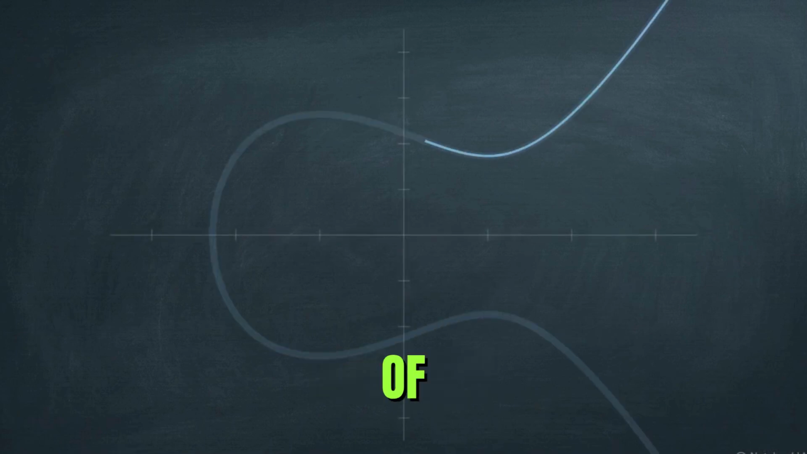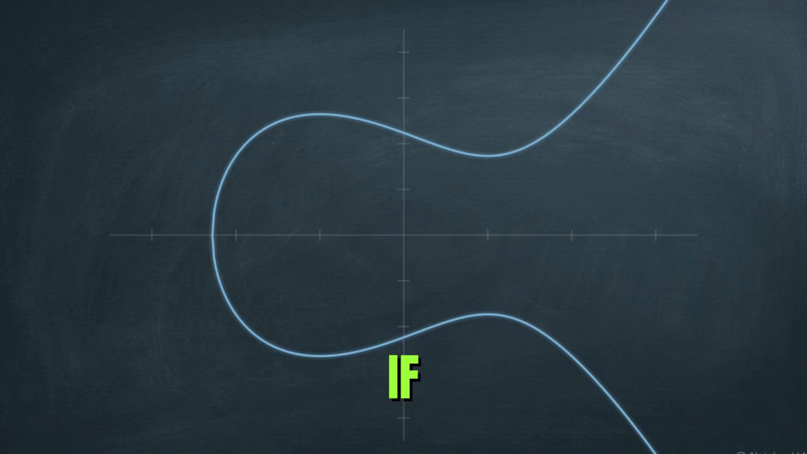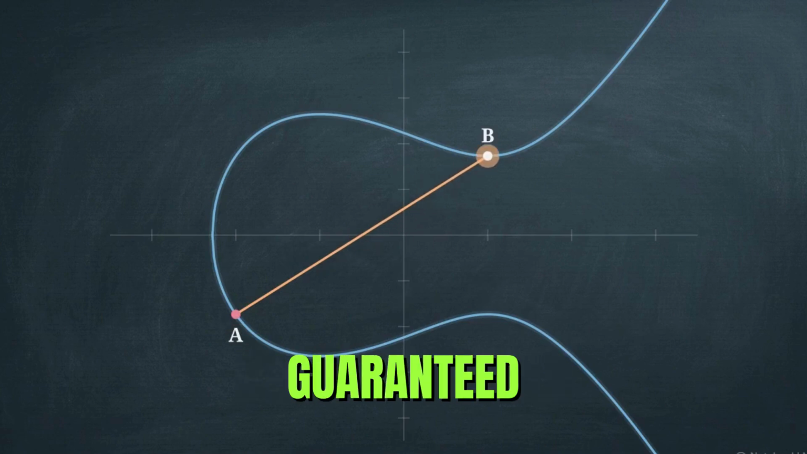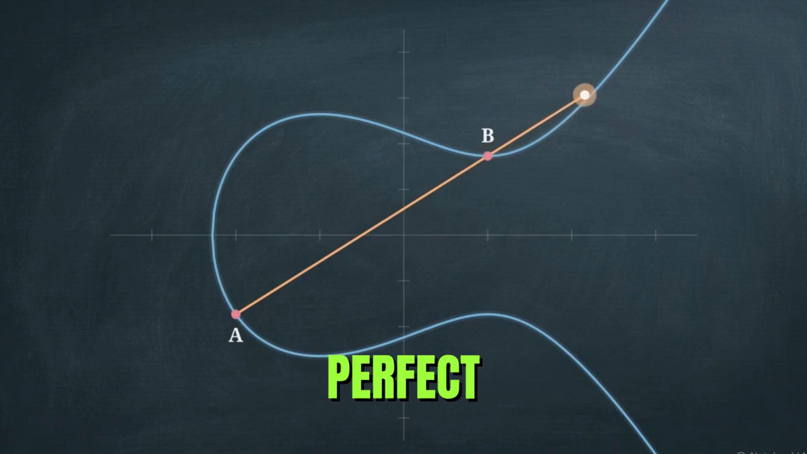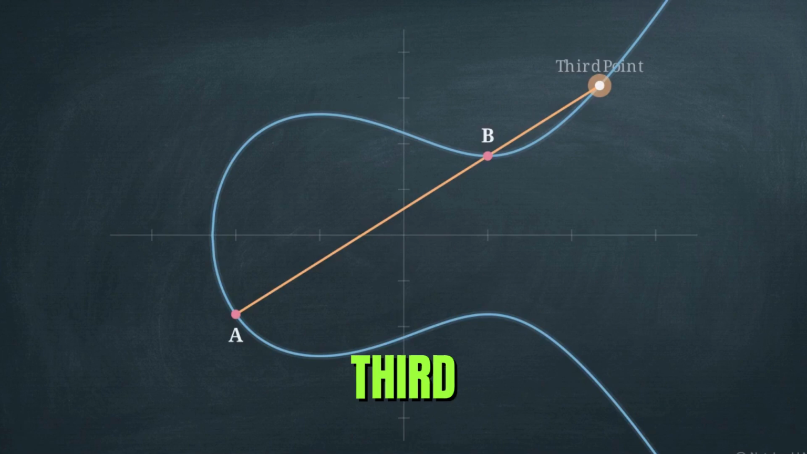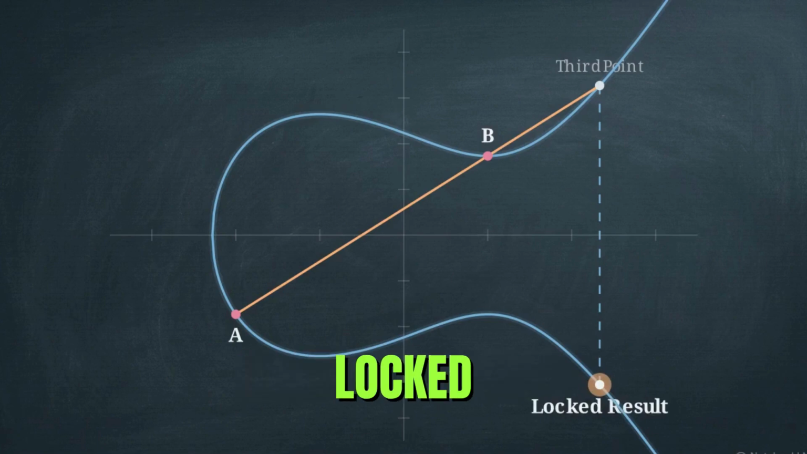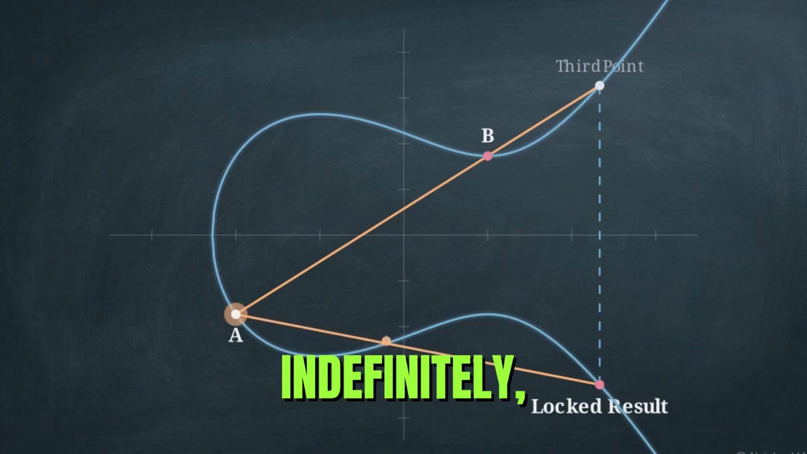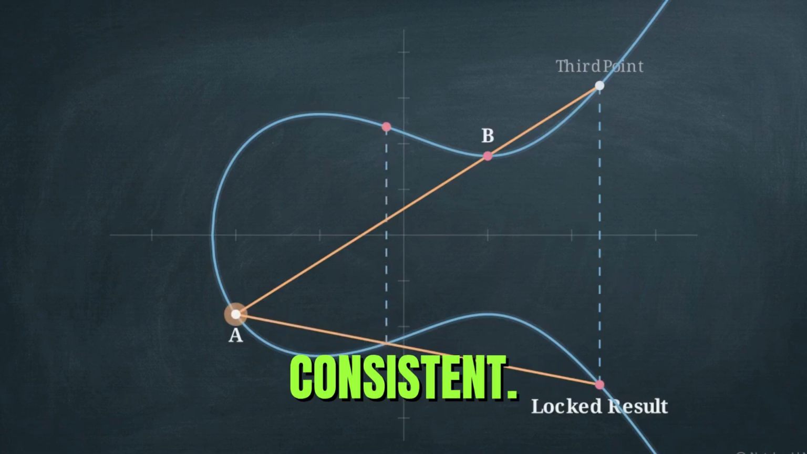This diagram shows a unique property of the curve that we can think of as cosmic billiards. If you draw a straight line through any 2 points on this curve, let's call them A and B, that line is mathematically guaranteed to hit the curve at a perfect third point. Take that third point, drop it vertically to reflect it on the opposite side of the curve, and you land on a brand new, mathematically locked coordinate. You can repeat this process indefinitely, and the geometry remains consistent.